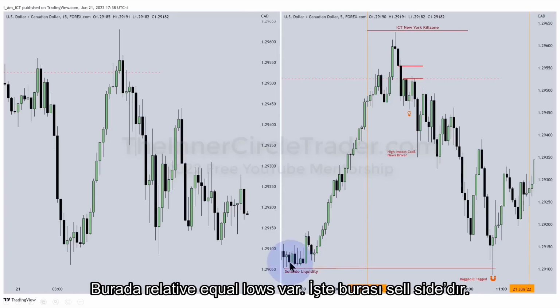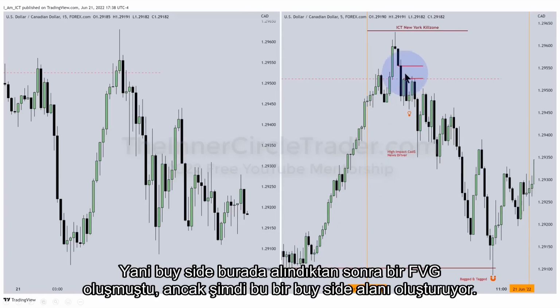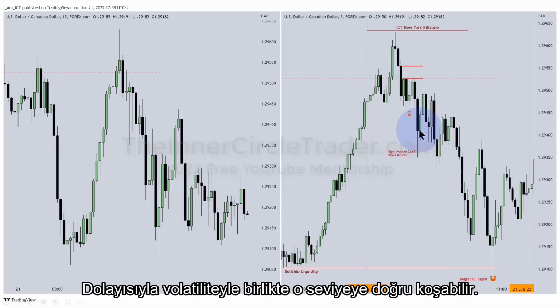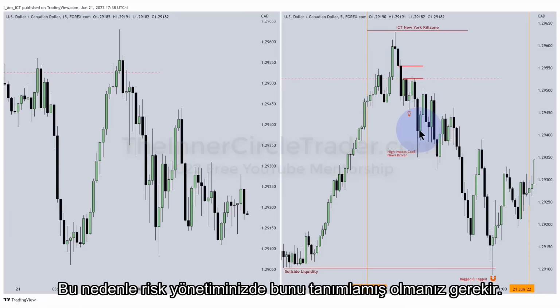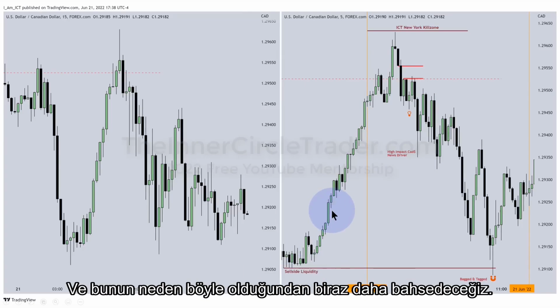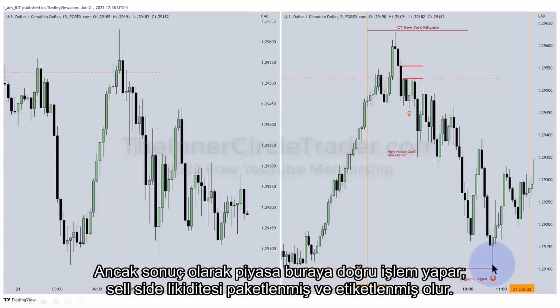Relative equal lows down here, there's your sell side. So we had this fair value gap formed after buy side was taken here, but now this creates an area of buy side. Once this trades lower, we have this fair value gap and then we have this fair value gap. So it could run up into that level with the volatility. So you're going to have to make sure that you have that defined with your risk management. The draw on liquidity is likely to pull down into here or into this fair value gap, and we'll talk a little bit more about why that's the case. But eventually it trades down into it, bagged and tagged, sell side liquidity.